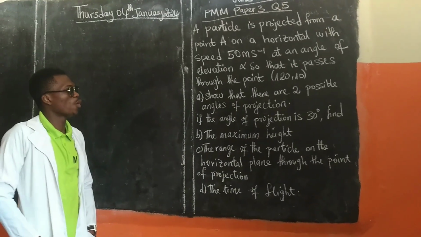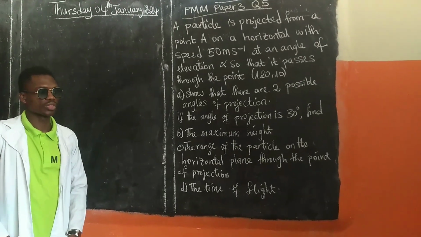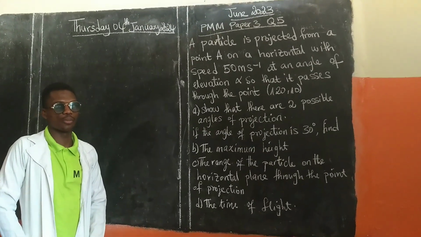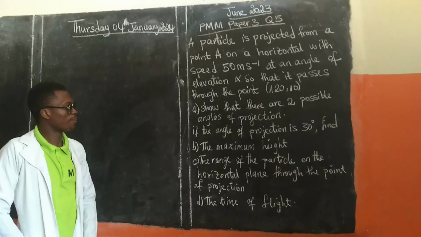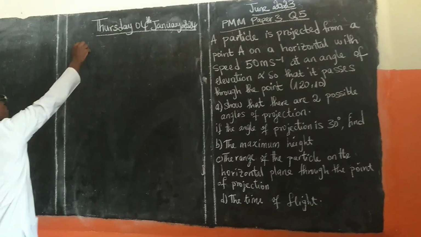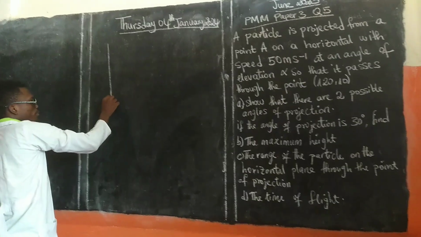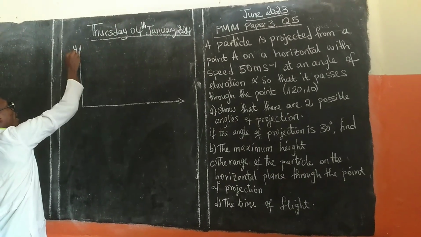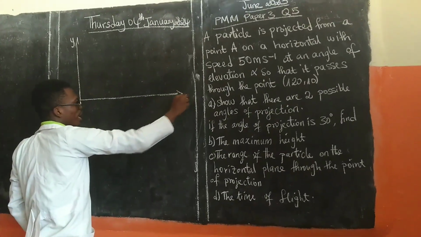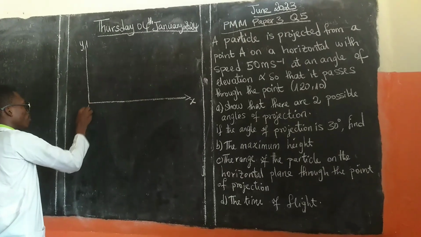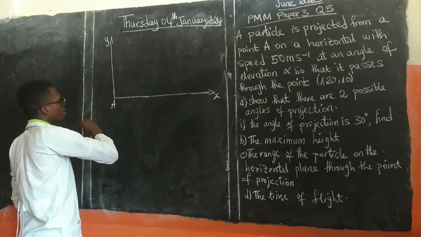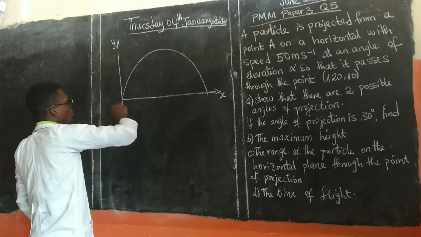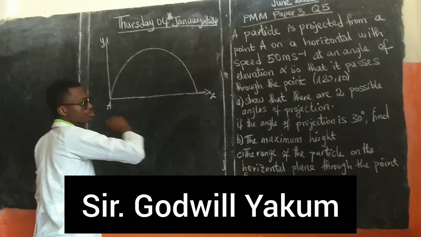To solve this problem, we need to first of all draw. Remember, it is always essential to draw so that you see what is happening before you begin to analyze the problem. So we have a system like this. Vertically we have y, and horizontally we have x. Now the particle is projected from a point A, and the particle moves. This is the path of the projectile. It moves like this. The distance from here to here is going to be the range.